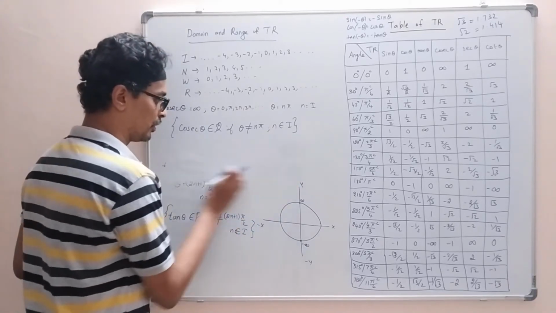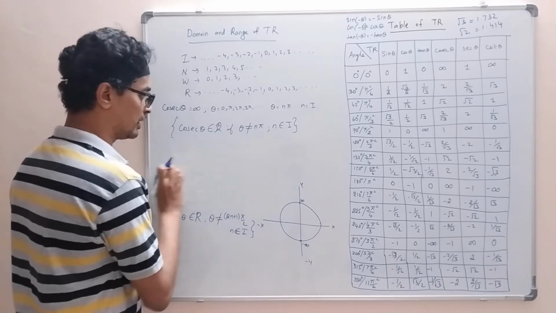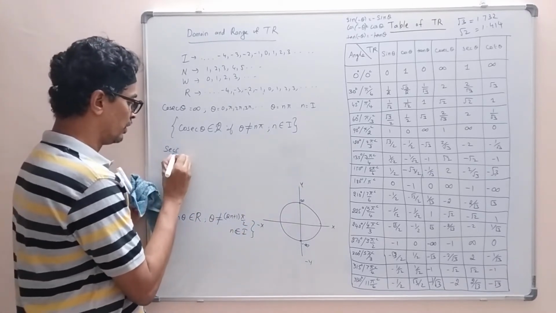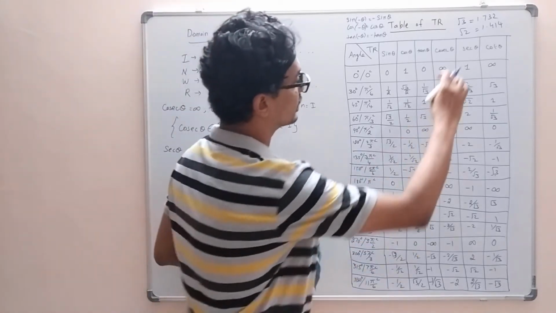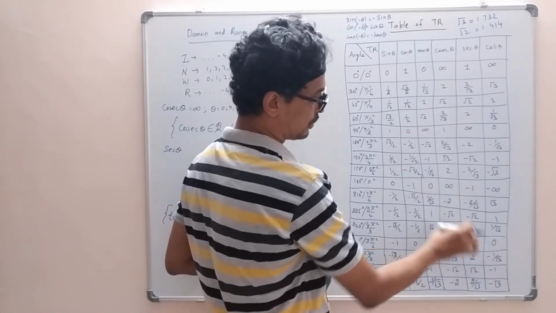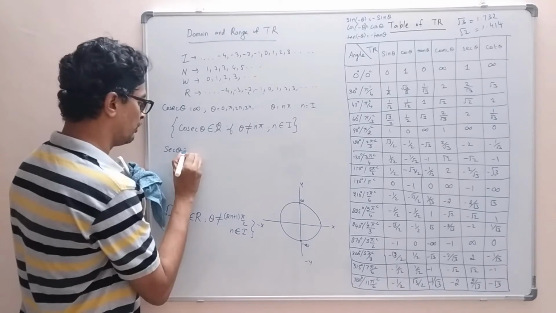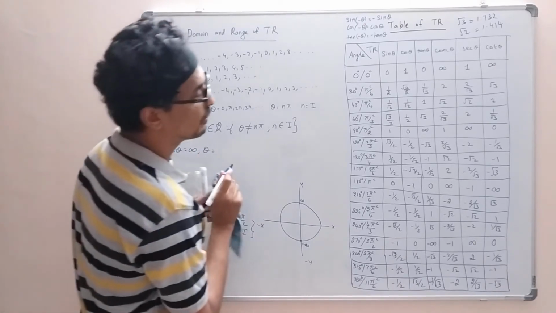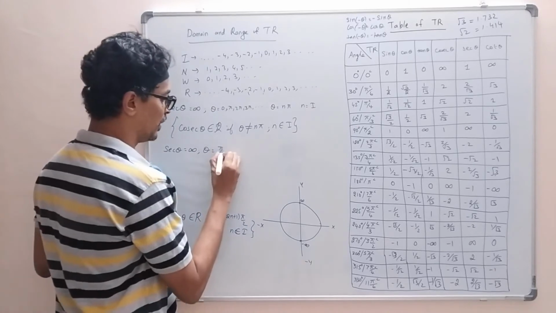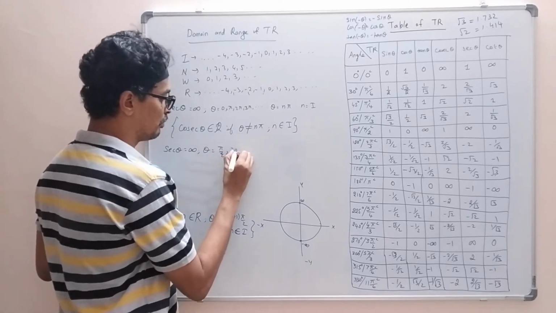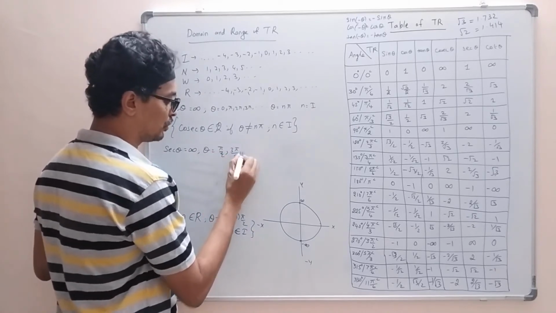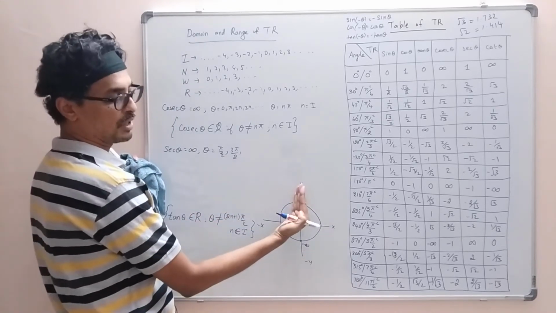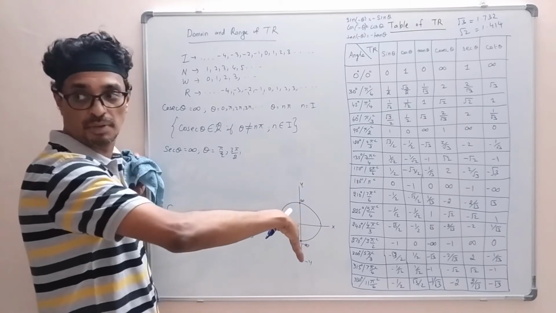So similarly, what about sec theta? Sec theta also has some infinities. There are two infinities, plus and minus. So sec theta will be infinity when theta is equal to pi by 2 and 3 pi by 2, and not just that, it goes on: pi by 2, 3 pi by 2, 5 pi by 2, 7 pi by 2.